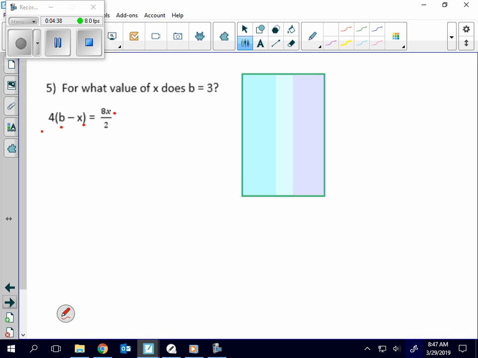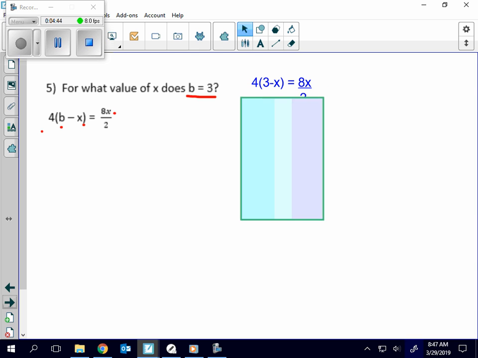However, they want us to plug in 3 for B. So that's exactly what I did. I took that exact same equation, except where I have B, I plugged in 3. Now this is something we can do. We've got 1 variable.